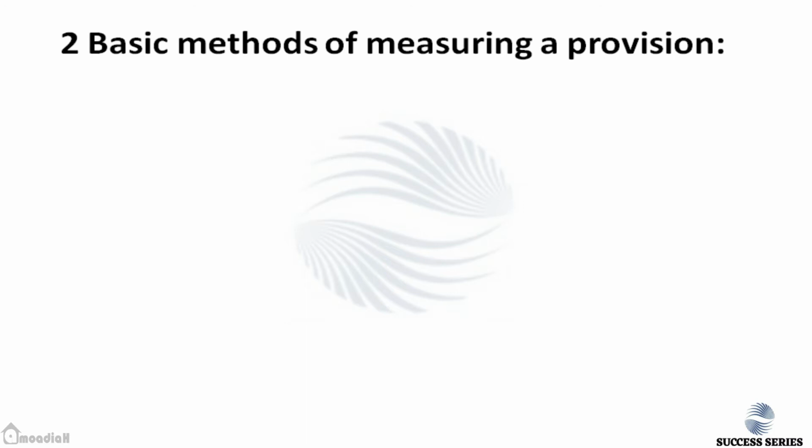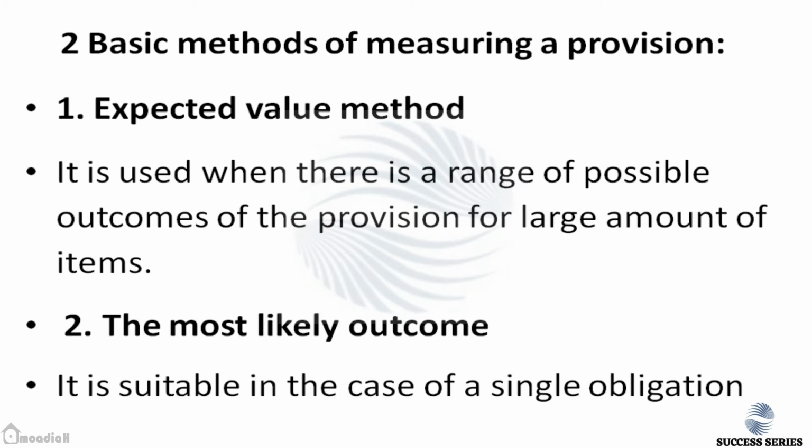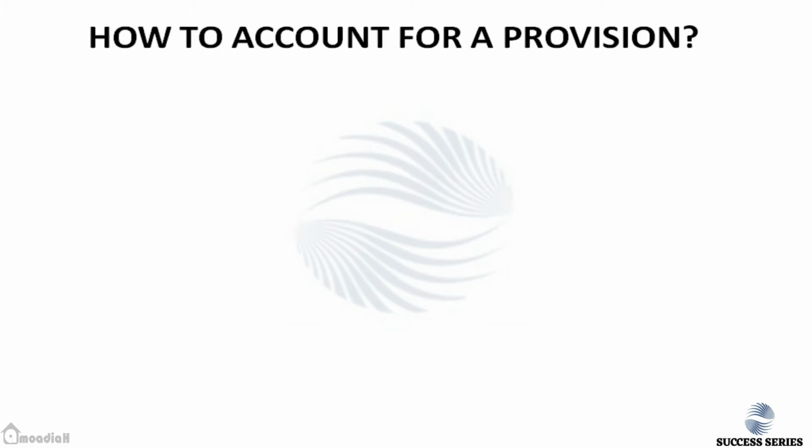Under how to measure a provision, we have two basic methods of measuring a provision. These are the expected value method and the most likely outcome. With the expected value method, you use a range of possible outcomes to ascertain your provision. And the most likely outcome is most suitable in the case of just a single obligation.